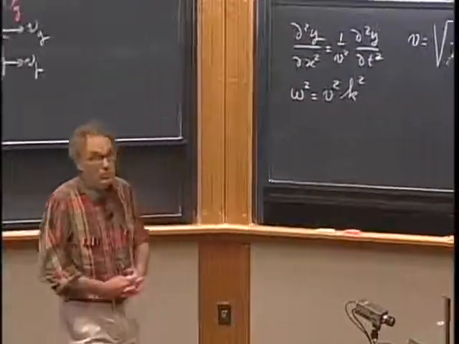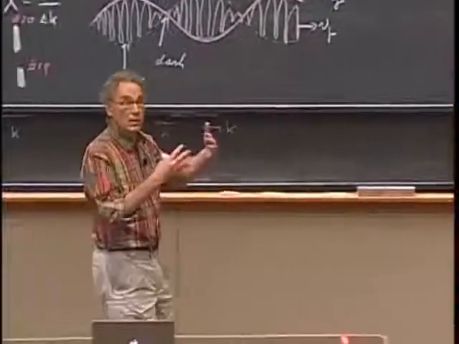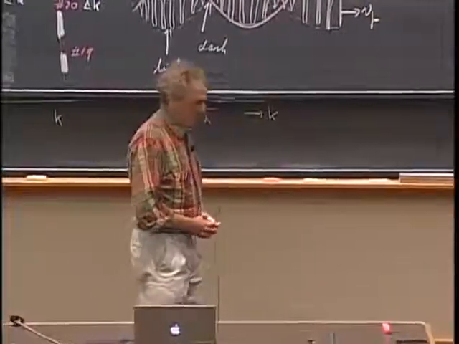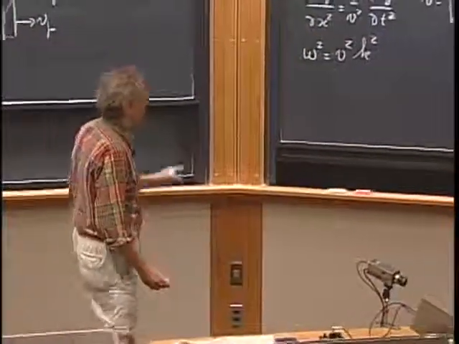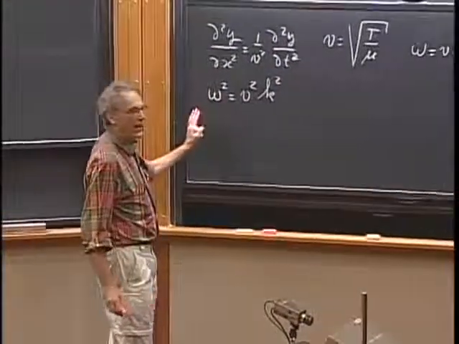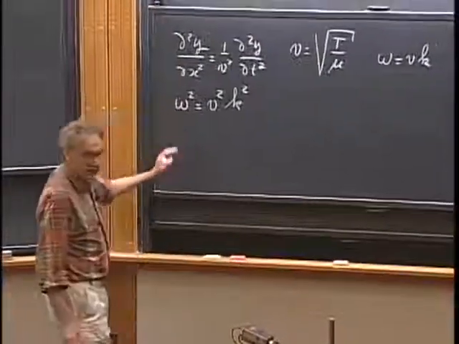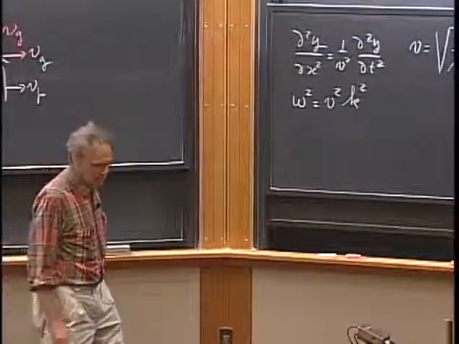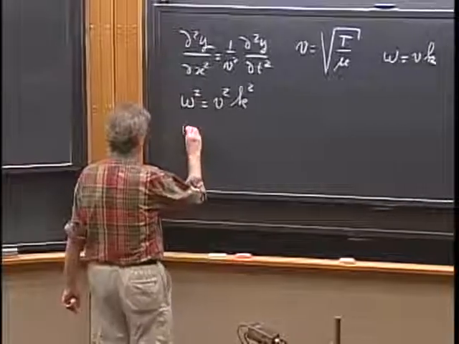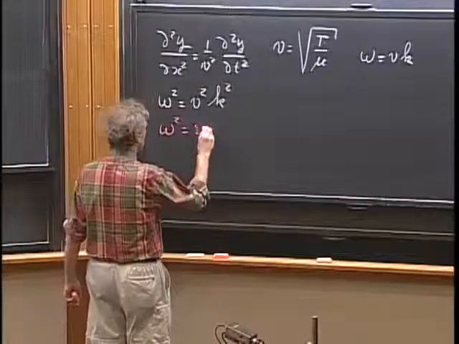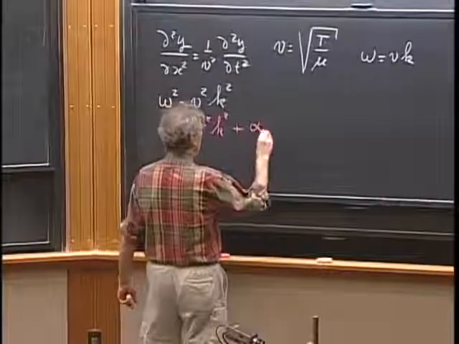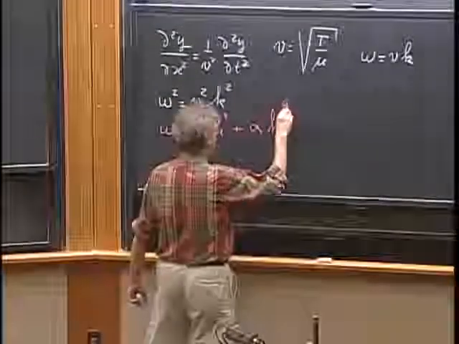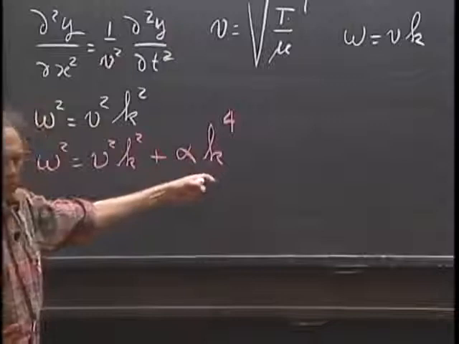If now you go through the whole procedure again, which is slightly more complicated, you will find that you get a different relation between omega and k. And now you see that the medium becomes dispersive. Now you get that omega squared equals v squared times k squared plus alpha times k to the power 4. And this is the result of that stiffness.